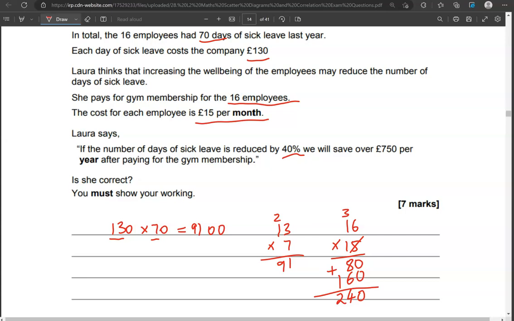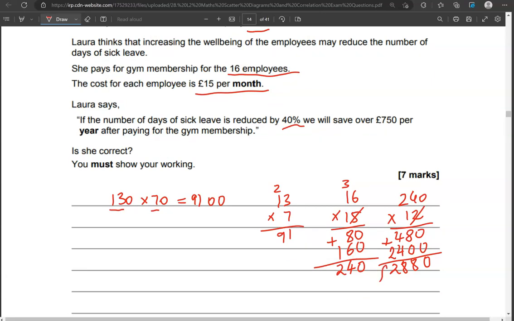For all the employees. So what we're going to do now is 240 times 12 to get the cost per year. So 2 times 0 is 0, 2 times 4 is 8, 2 times 2 is 4. 1 times 0 is 0, 1 times 4 is 4, 1 times 2 is 2. So 0, 8, 8, 2. So £2,880 for all the employees for the whole year, for gym membership that is.